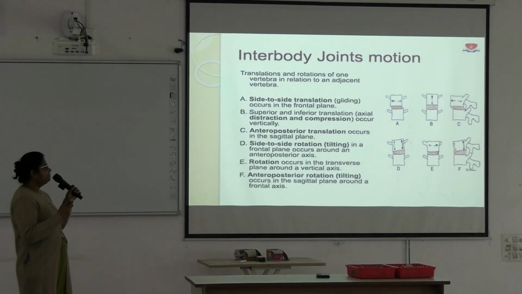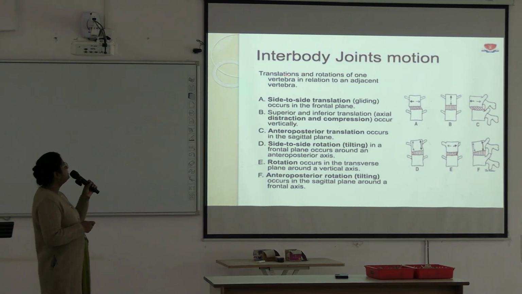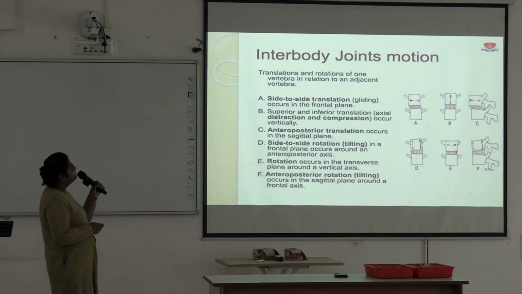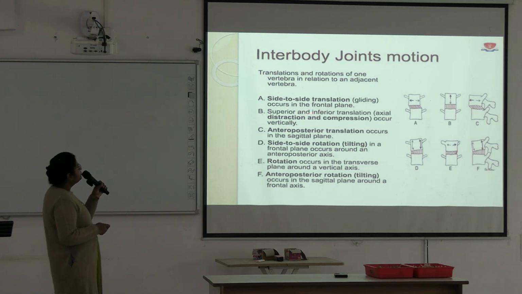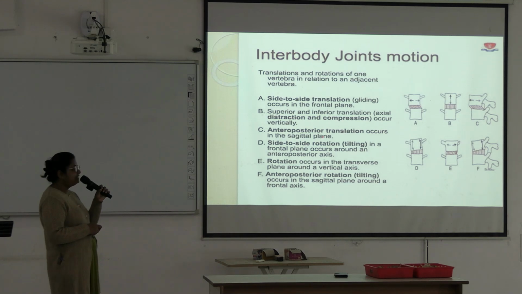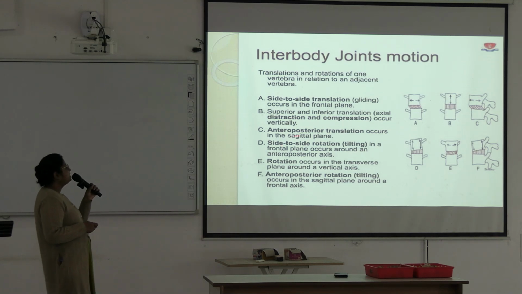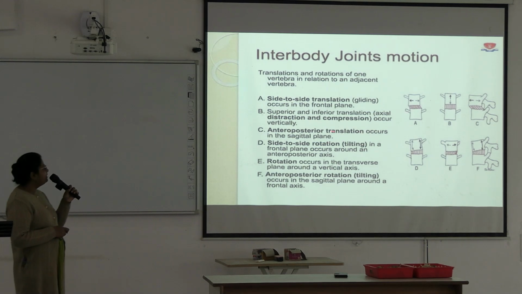Next, what are the movements allowed in the vertebral column? Generally, translations and rotations of one vertebra in relation to the adjacent vertebra are allowed. Side to side translation or gliding movement occurs in the frontal plane. Superior and inferior translation, that is axial distraction and compression, occurs vertically. Antero-posterior translations occur in the sagittal plane.